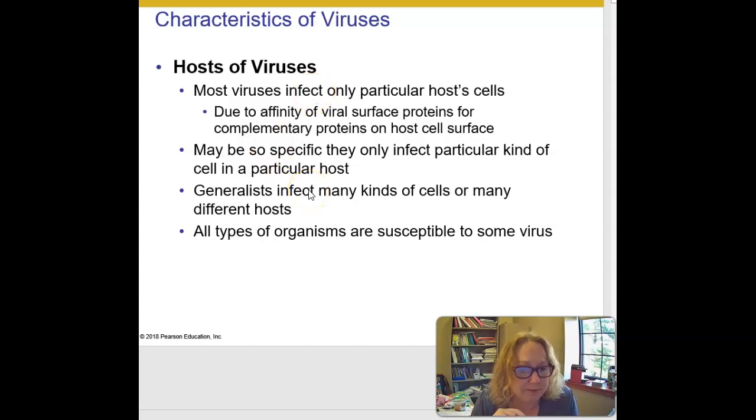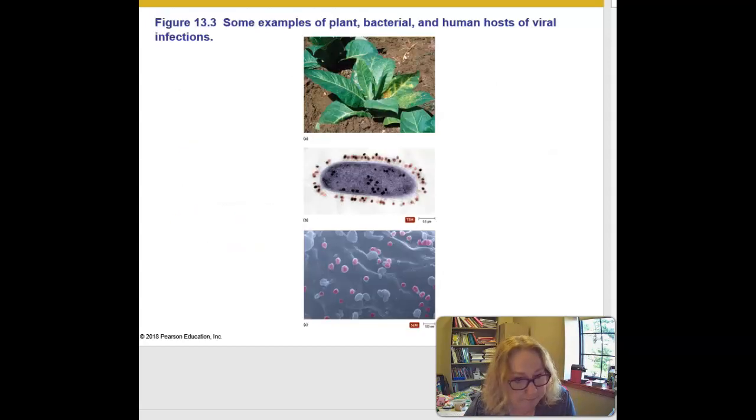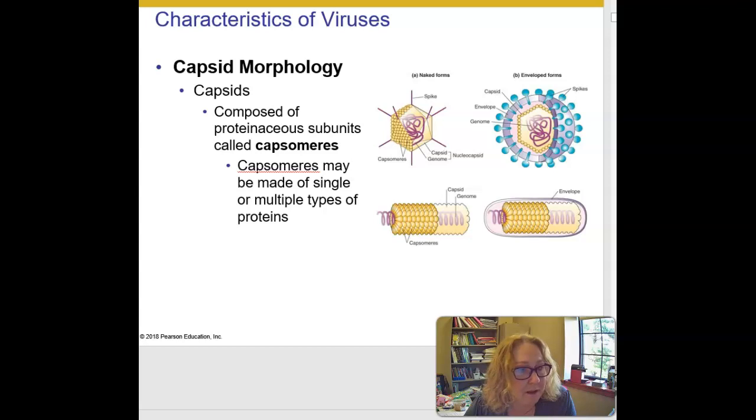Sometimes they're so specific that they only infect a particular kind of cell in a very specific host. There are viral generalists, which infect many kinds of cells in many different hosts, but there are some that look at very specific types. All organisms are susceptible to some kind of virus. No organism is immune. Here are some plant viruses, some bacterial viruses, human host viruses.